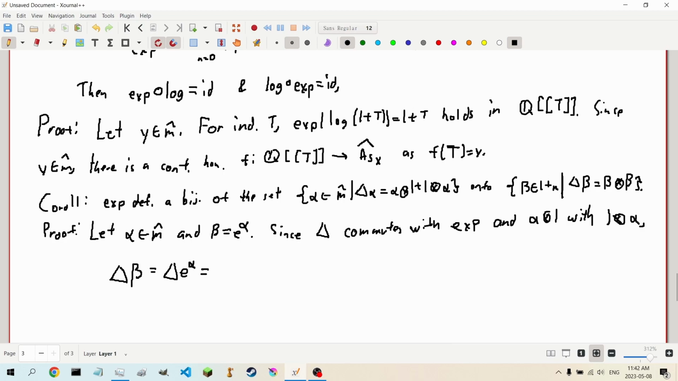alpha, is equal to e to the diagonal map of alpha, which is e to the alpha tensor 1 plus 1 tensor alpha, which is e to the alpha tensor 1 e to the 1 tensor alpha, which is, we saw by definition, B is e to the alpha, so this is just going to give us beta tensor 1 times 1 tensor beta, which is just beta tensor beta.